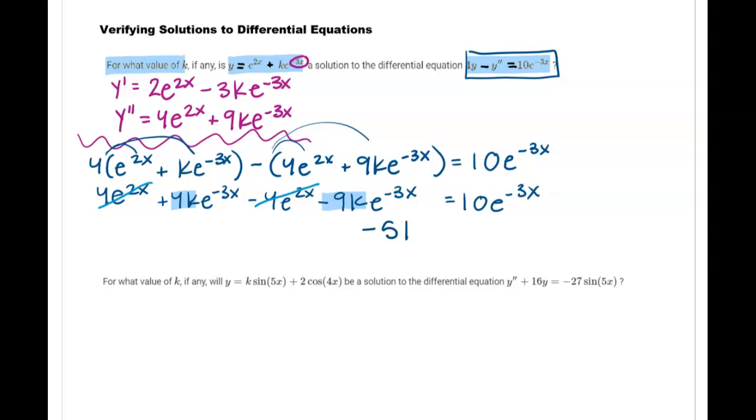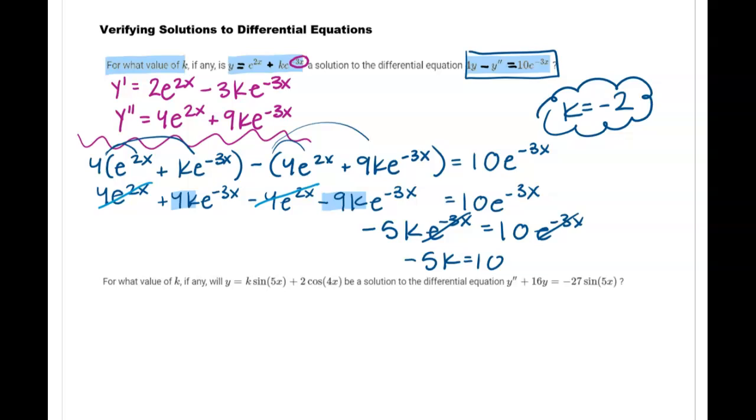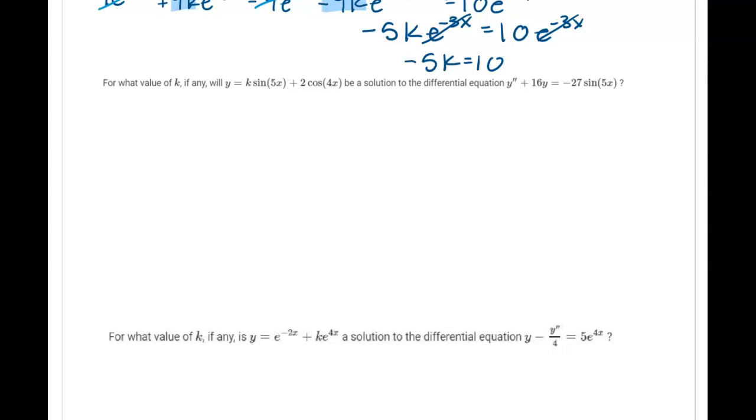So we have negative 5k, I'm sorry, I lost my e to the negative 3x. We have negative 5k e to the negative 3x equals 10e to the negative 3x. Divide by e to the negative 3x, so negative 5k is 10, and so k is negative 2. What this is saying is that if k is negative 2, this function is a solution of this differential equation. I'll show you another.